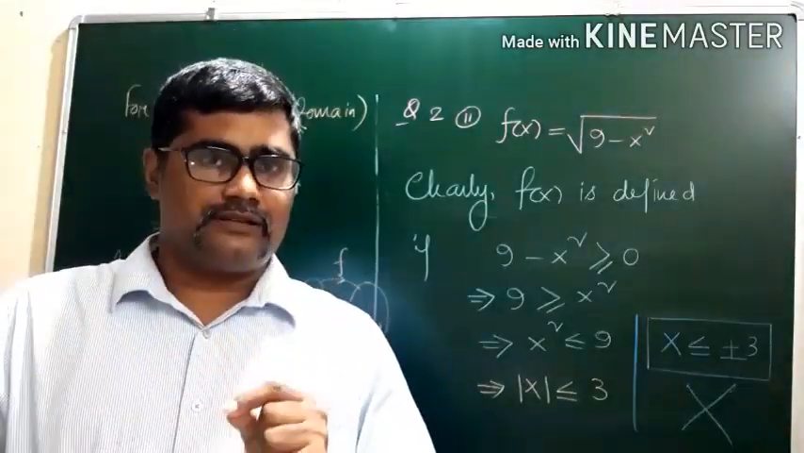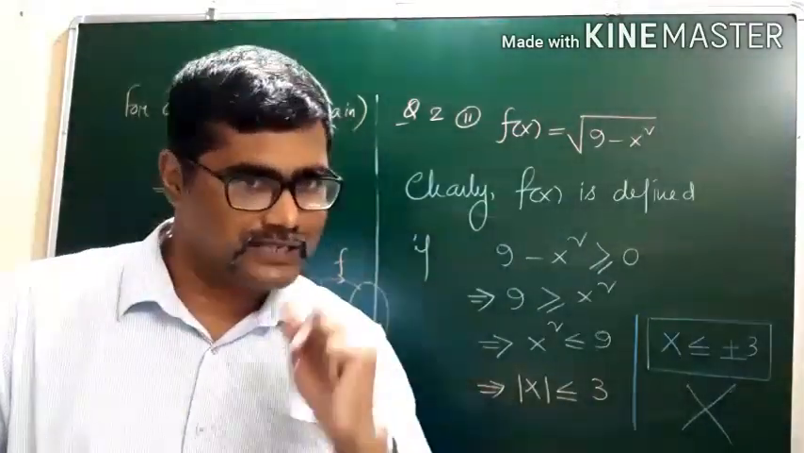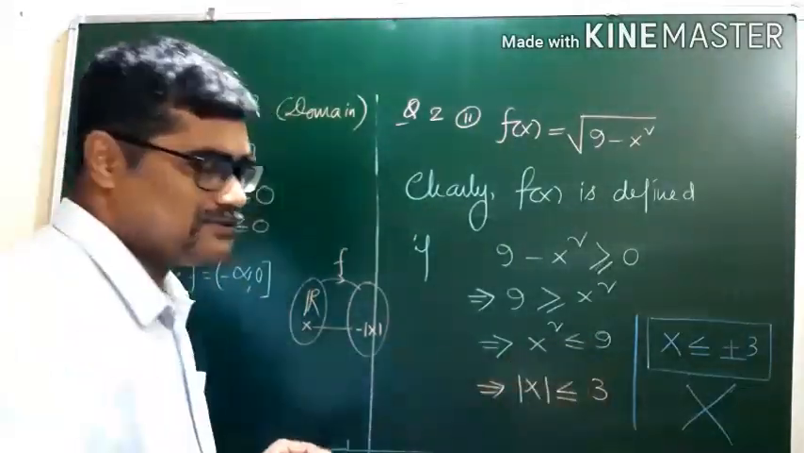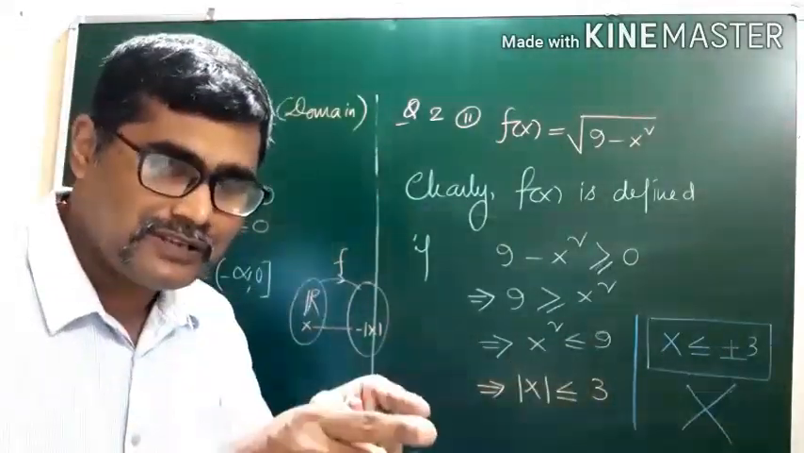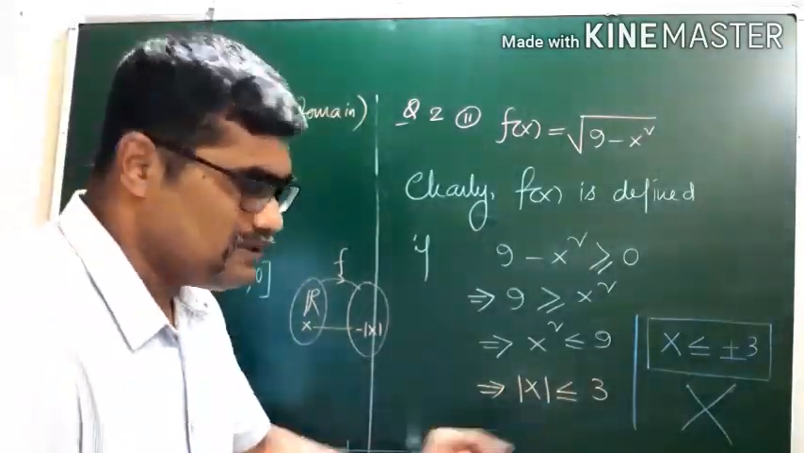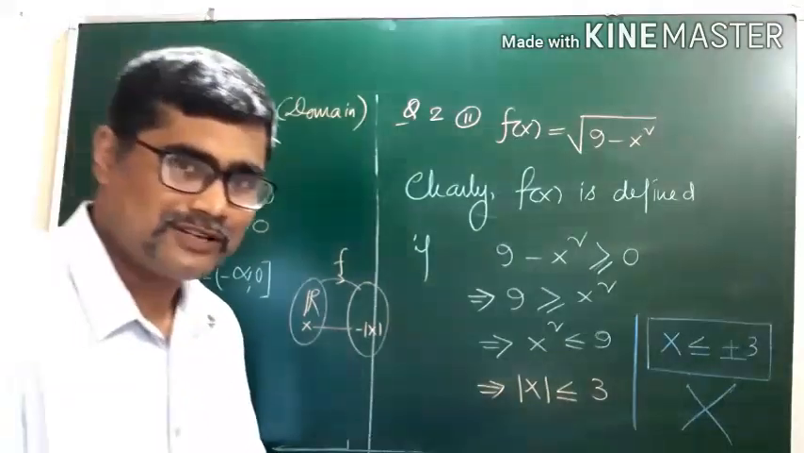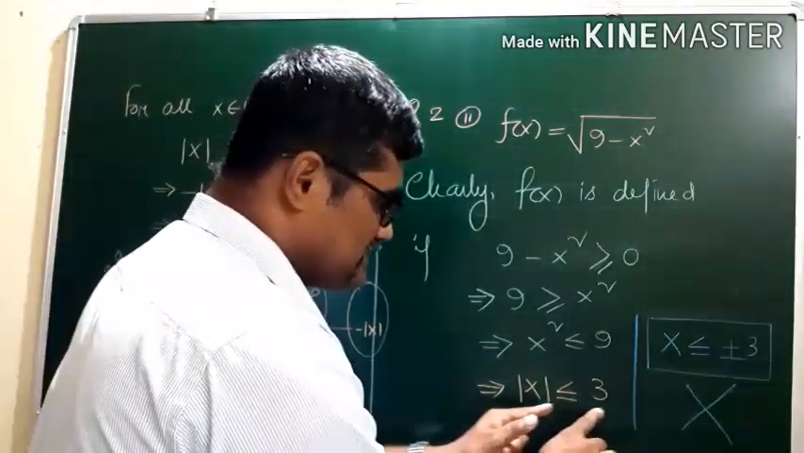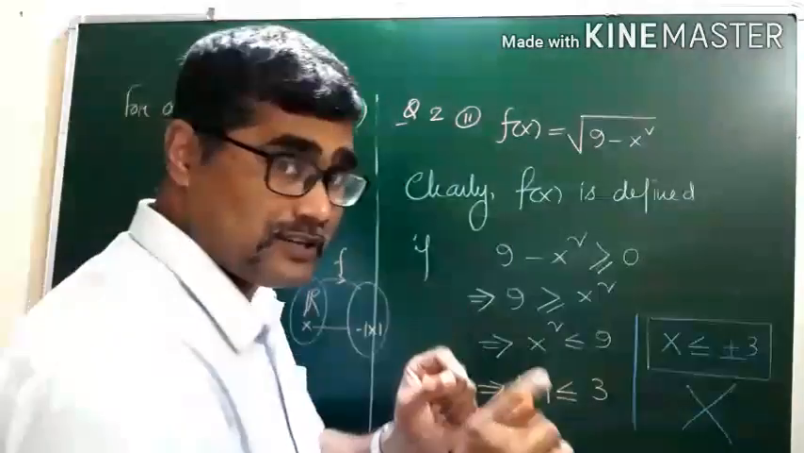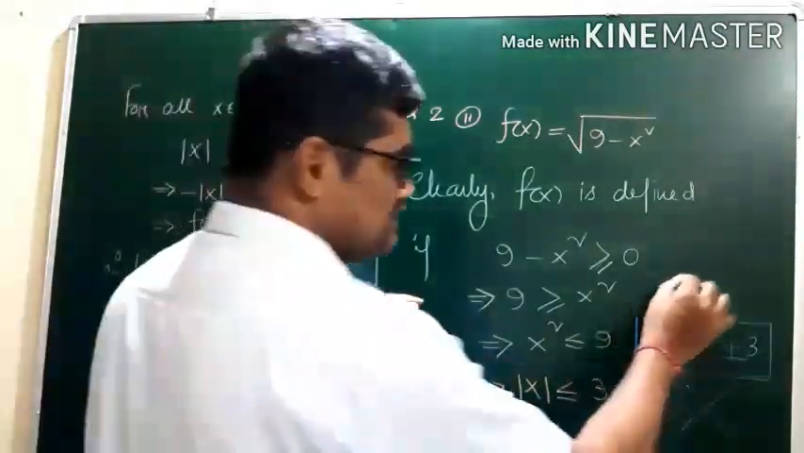Definitely I'll explain these things how it comes, but not at this moment. Now just remember it. If you are taking the square root, when inequality is there, it will be like this. And this will tell you what? See, mod x is less than or equal to 3. Just go for the number line, then you will easily understand it.